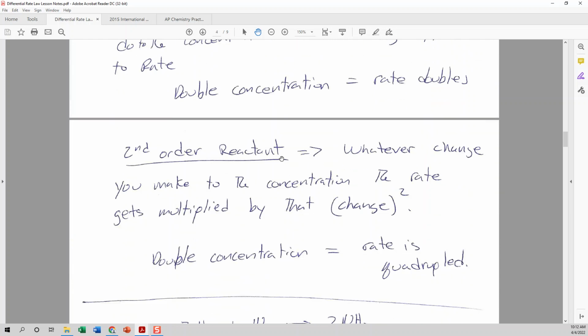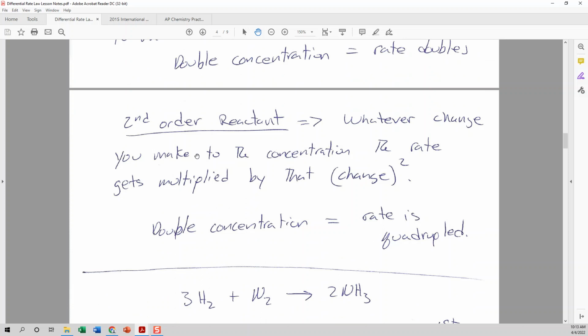And then a second order reactant is going to be whatever change you make to the concentration, the rate gets multiplied by that same change squared. So the way to think about it is if you double the concentration, the rate's quadrupled. If you triple the concentration, the rate gets multiplied by 9, right? 3 squared. If you cut the concentration in half, the rate will be multiplied by 1/4, right? 1/2 squared. All right, so that's how you know if you have a second ordered reactant. And that's basically what your possibilities are.